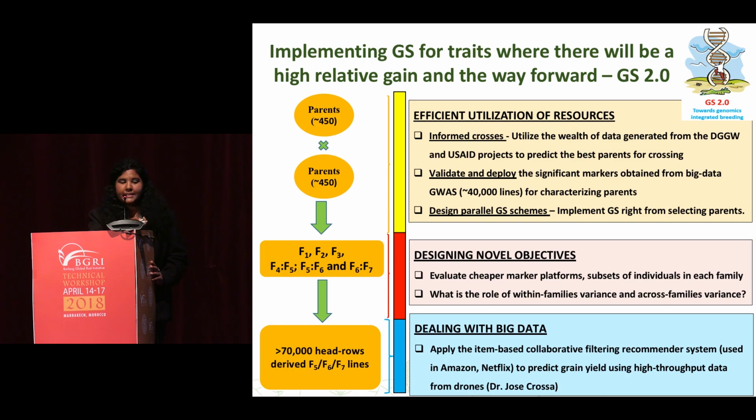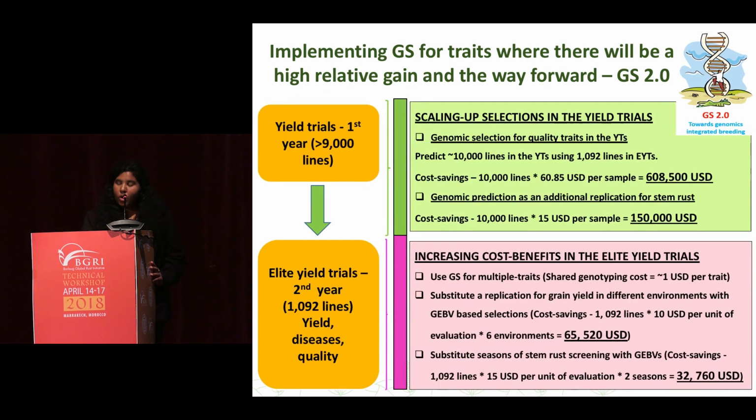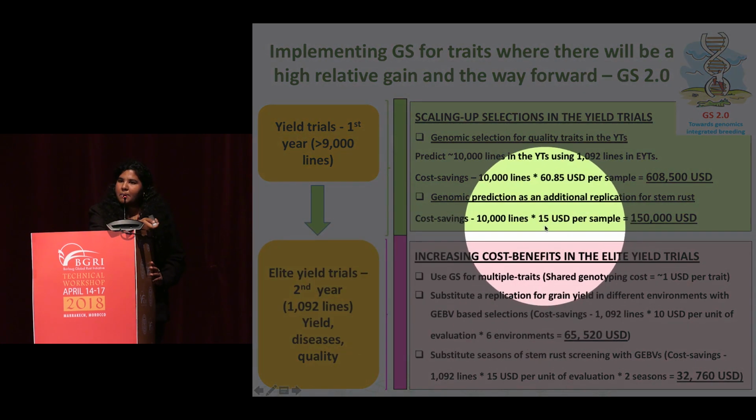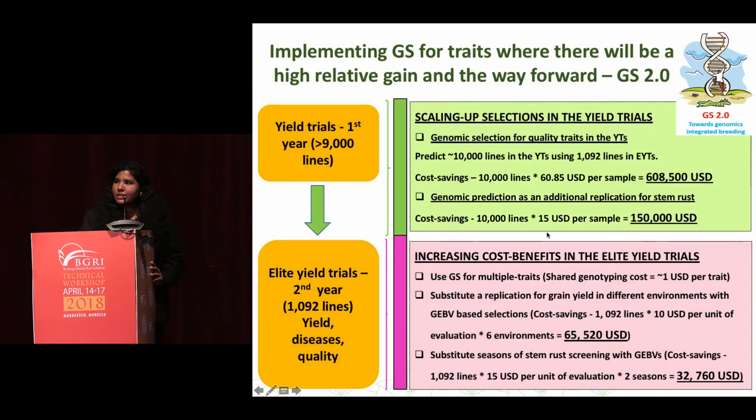There is also big data that we have for the hedgerows, and our objective here is to use a very good recommender system, the item-based collaborative filtering approach that Amazon and Netflix use, to predict grain yield using some of the HTP data that we have on about 50,000 to 70,000 lines. We're also looking forward to scaling up selections and yield trials. As I mentioned, quality is very well predicted using genomic predictions, and our quality specialist says that he's spending about $61 for one unit of evaluation for quality. That's going to be a huge savings if we can scale up selections to a previous generation.